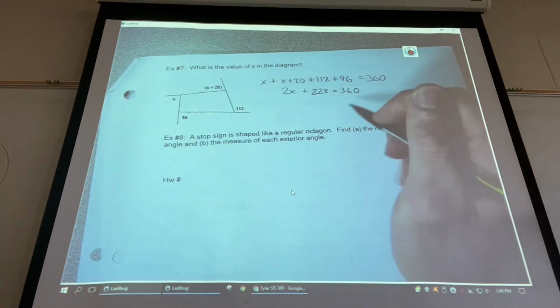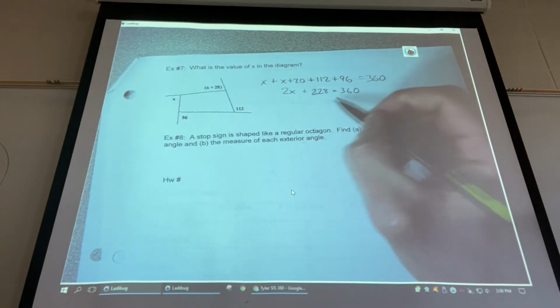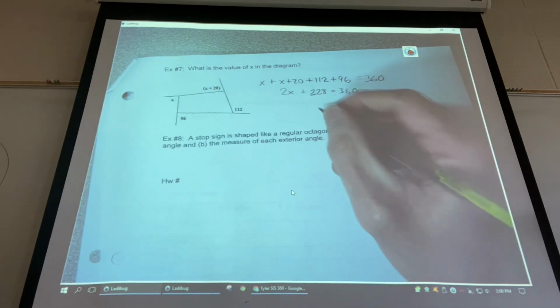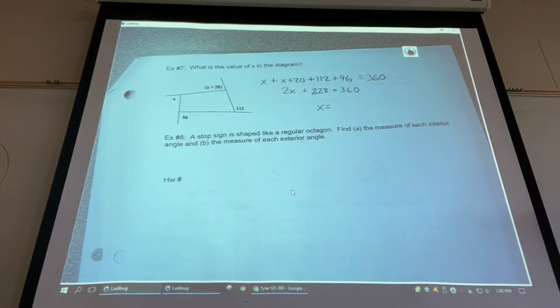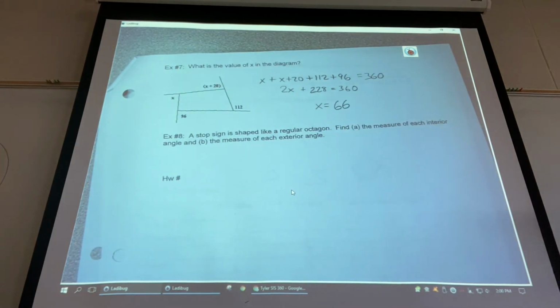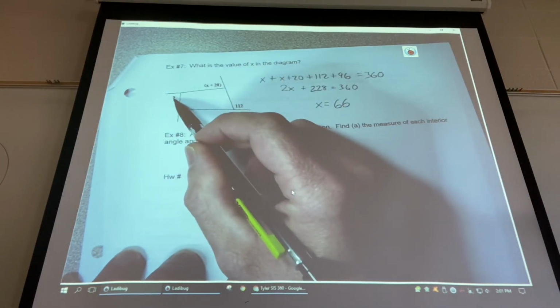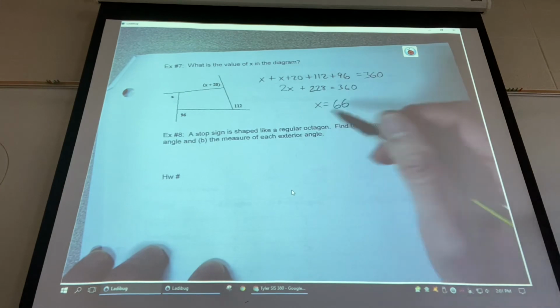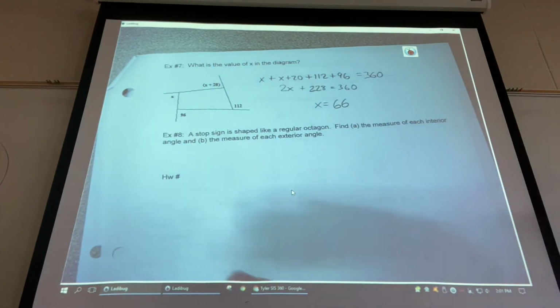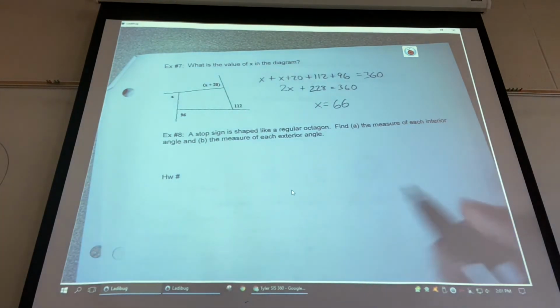And then what do you do to solve this? Subtract and divide by 2. And you get 66. I got 66. I do as well. 66. And you could write 66 degrees because x is an angle measure, isn't it? Yeah. Also, it's possible to get fractions, okay? Just a heads up. You could have like 66 and a half degrees or a third or whatever. So fractions are possible here.